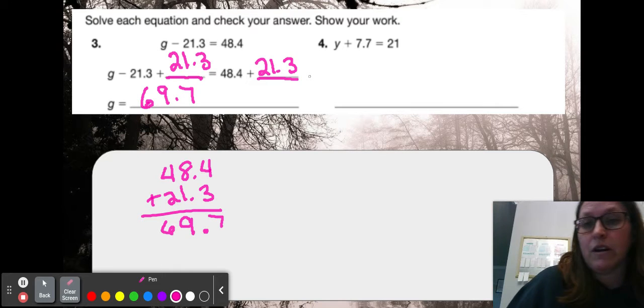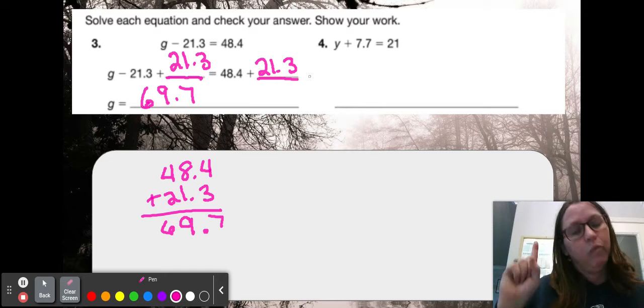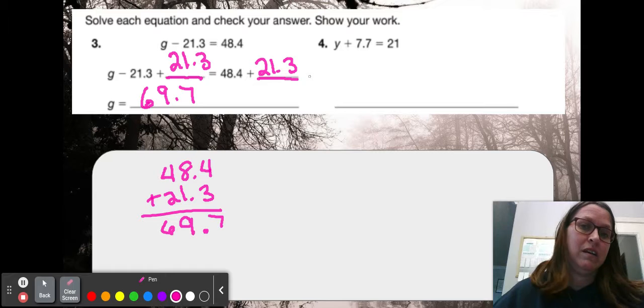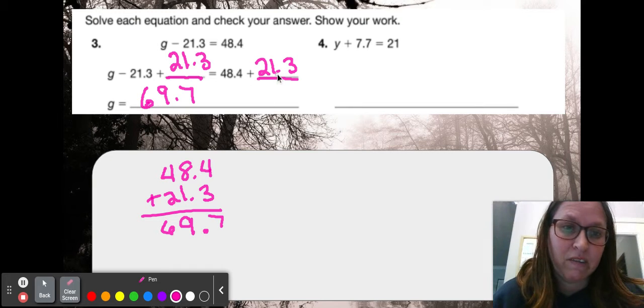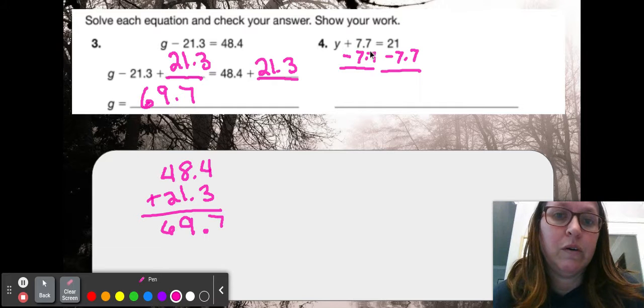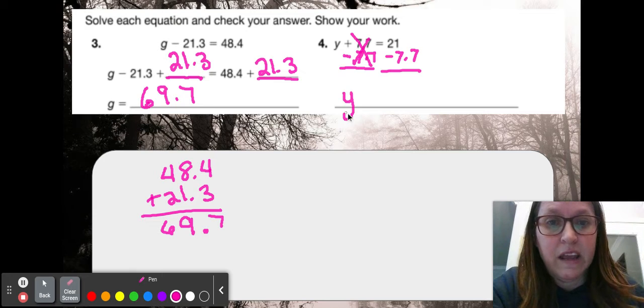Now let's look at number 4. Number 4, they don't do all the work for you, but we're going to go through it. What is my variable? My variable is y. What are they doing to y? They're adding 7.7. So how do I do the opposite? Well, I've got to subtract 7.7, but I have to subtract it from both sides. So in order to solve this, the 7.7 cancels itself out, and so I have y.